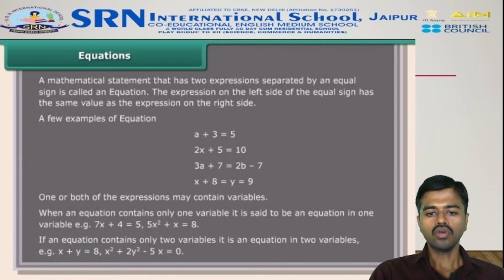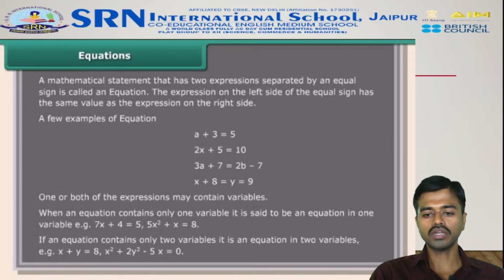One or both of the expressions may contain variables. When an equation contains only one variable, it is said to be an equation in one variable. For example, 7x plus 5 is equal to 4 is an example of a linear equation of one variable. Here we have 5x square plus x is equal to 8. Here also we are having only one variable, that is x.